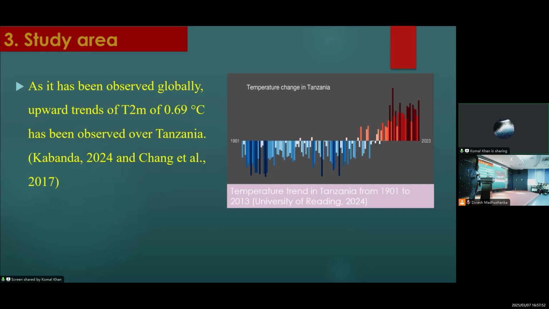As has been observed globally, climate change is also influencing Tanzania. And as you can see, we have the temperature trends for Tanzania. You can see that in recent years the trends are high compared to the previous pre-industrial normal of temperature. This was also highlighted by Kabanda 2020 and Chang et al. 2017.